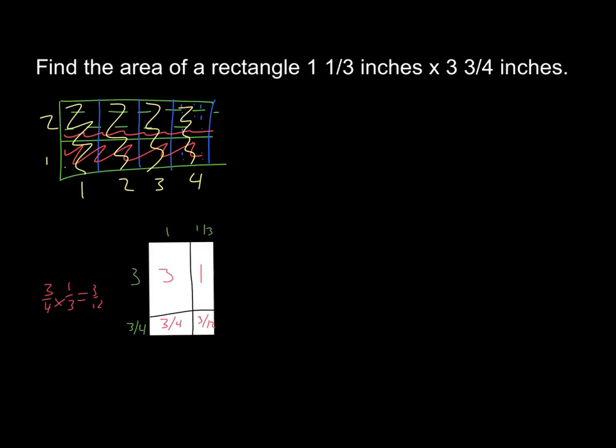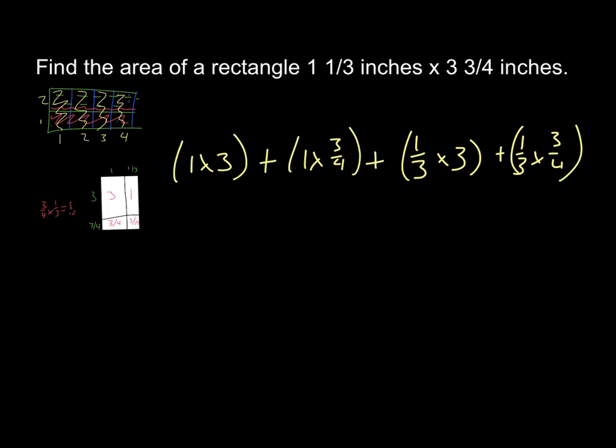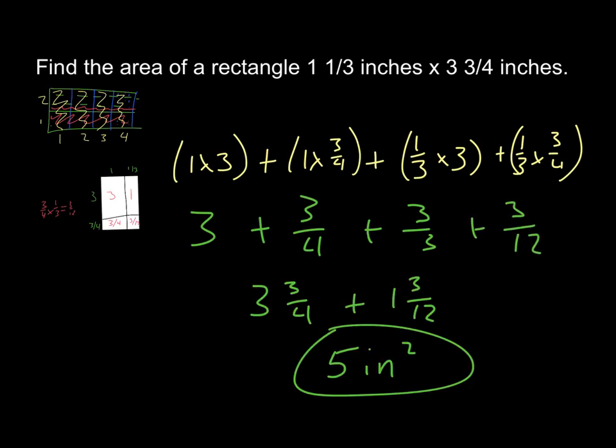If I did that writing an expression, it might look something like this. I could use this expression: 1 times 3 plus 1 times 3/4 plus 1/3 times 3 plus 1/3 times 3/4. You notice what I'm doing is taking each part and multiplying it by the next. So 1 times 3, then 1 times 3/4, 1/3 times 3, 1/3 times 3/4. Then as I fill it in, I have the different pieces that I can add together and work through. When I work through all of it, I see that I have 5 square inches.